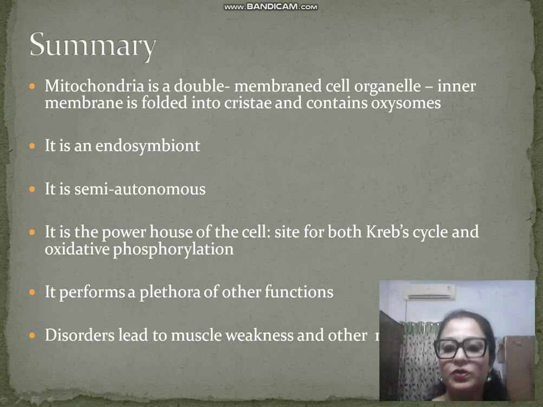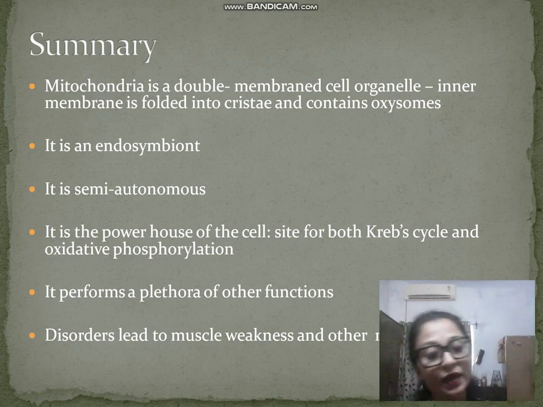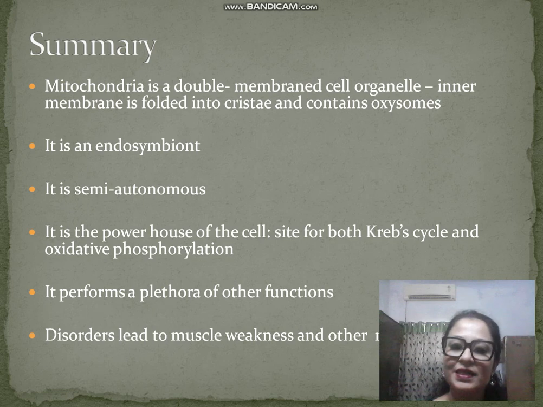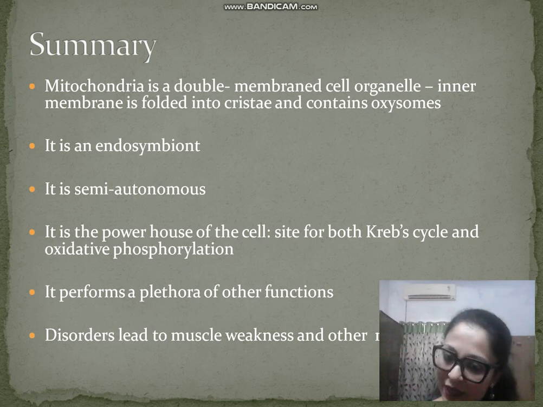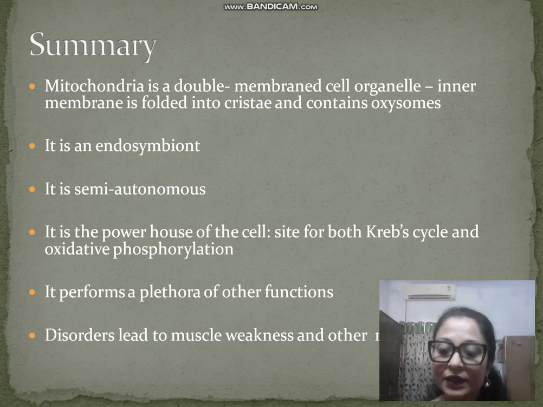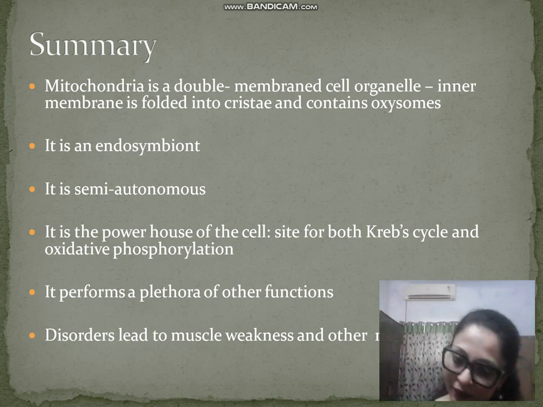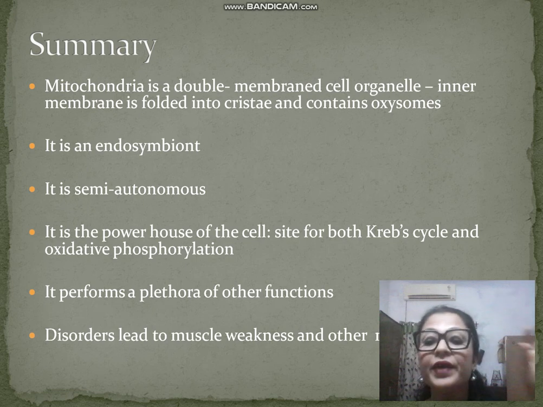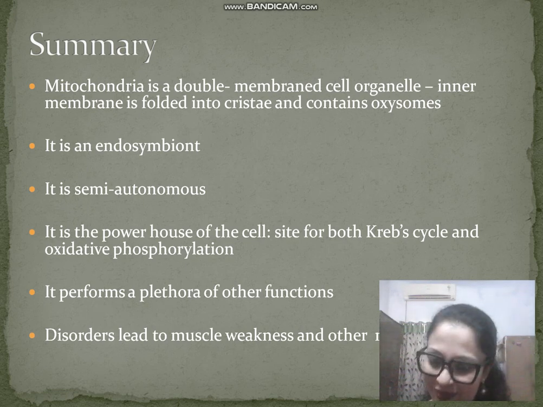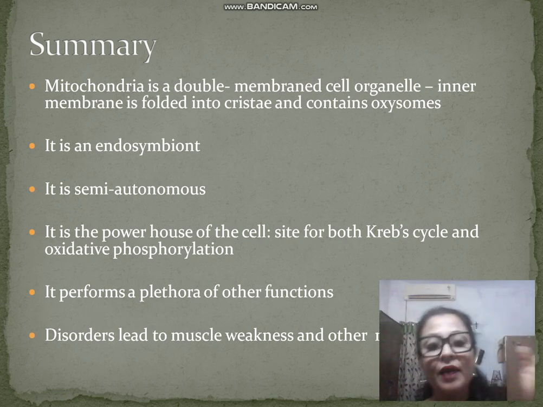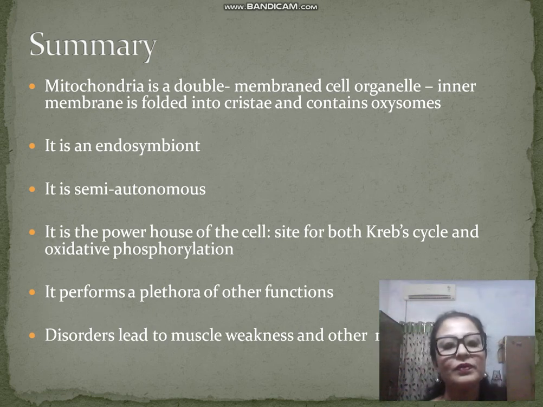Moving on. Here's a summary again. Mitochondria is a double membrane cell organelle, with the inner membrane folded into cristae containing oxysomes. It is an endosymbiont, it is semi-autonomous, it is the powerhouse of the cell, and it serves as a site for both the Krebs cycle and oxidative phosphorylation. Krebs cycle occurs in the matrix, and oxidative phosphorylation, or the electron transport chain, occurs in the inner membrane because of the presence of oxysomes. That is the proton pump. And it performs a plethora of other functions.